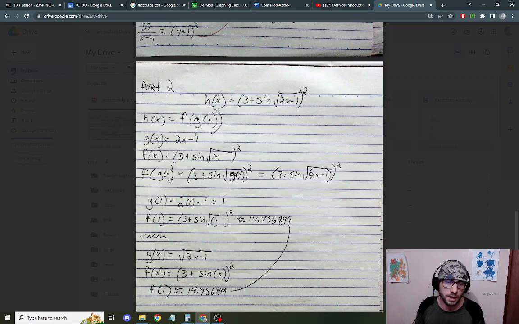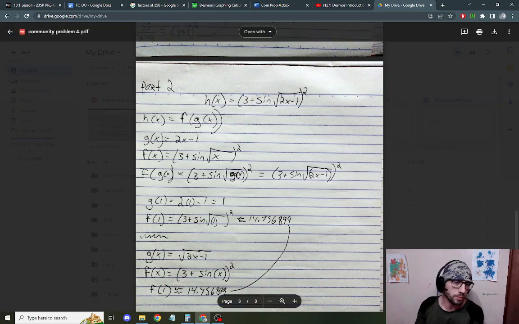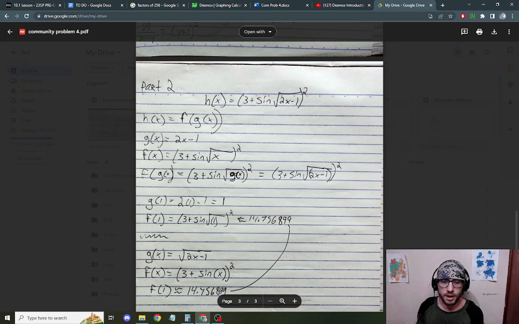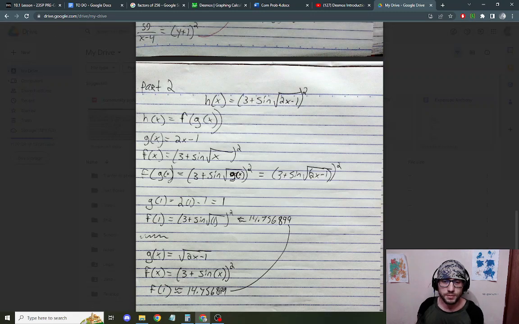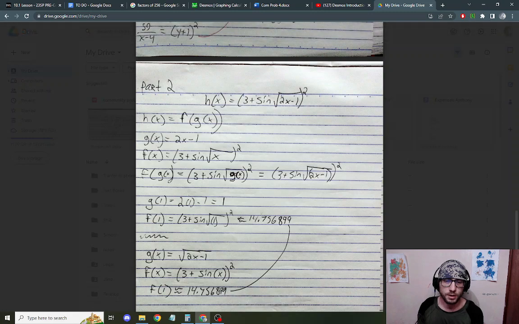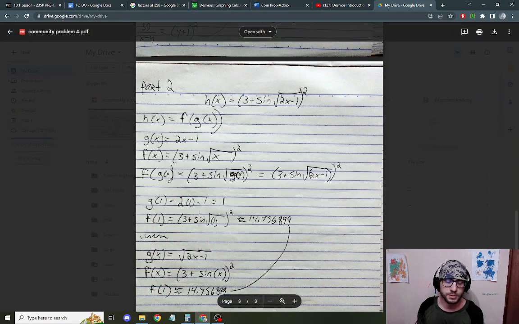I did by hand the first most simple thing, plugging 1 into it, and you get 1 for g. But then if you plug 1 into f, you get 14.75, and so on. Also, if you plug 1 into h, you get that same number. Okay, I'll show you that in a second on Desmos.